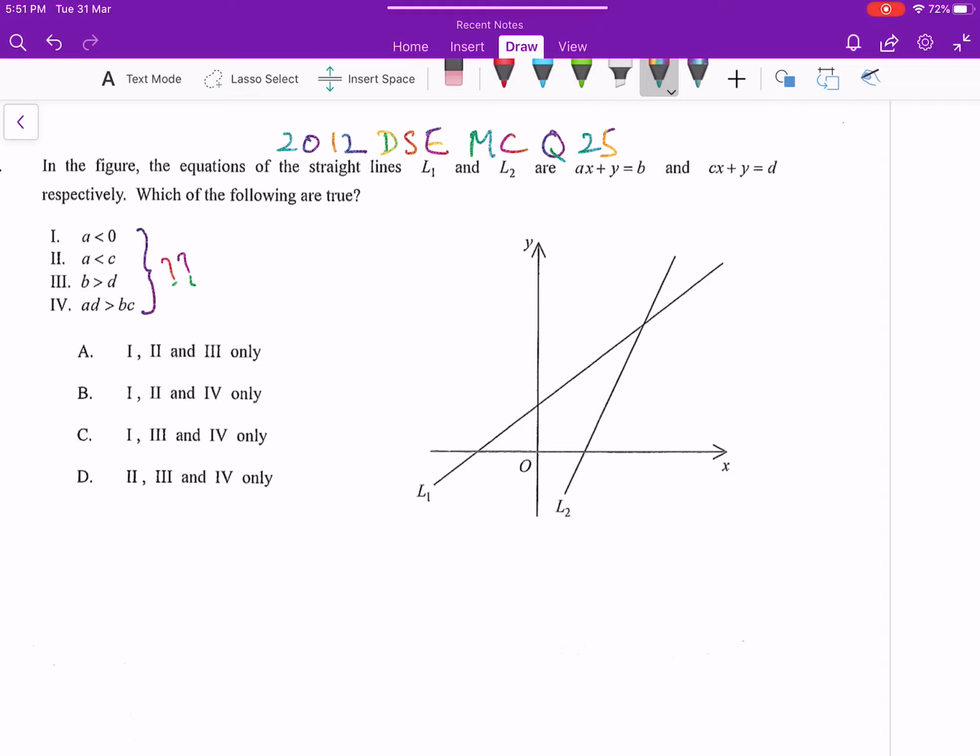So we take a look at the graph first. This is a graphical question, so the graph must make sense in order for you to check the answer. What you have to do is very simple: you just directly write down the equation of the straight line. First of all, you have to understand how we write down the equation of a straight line.